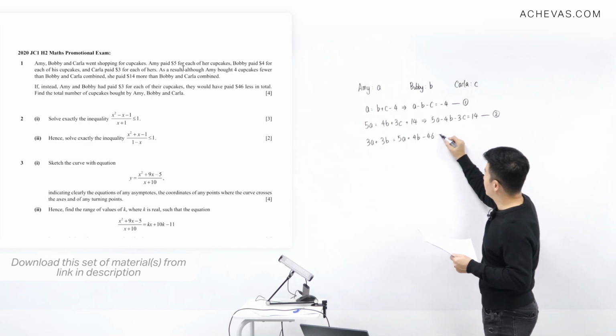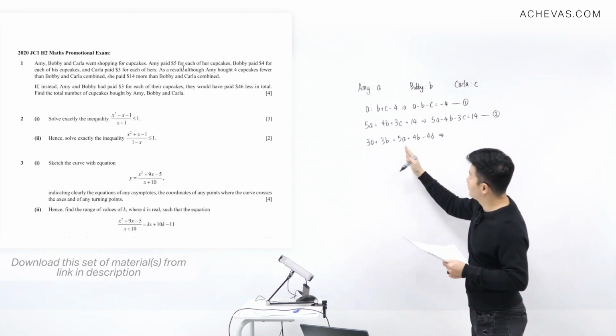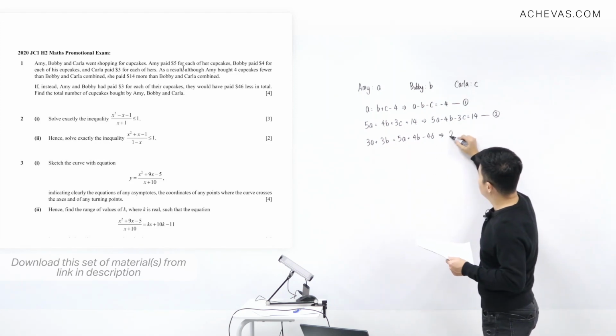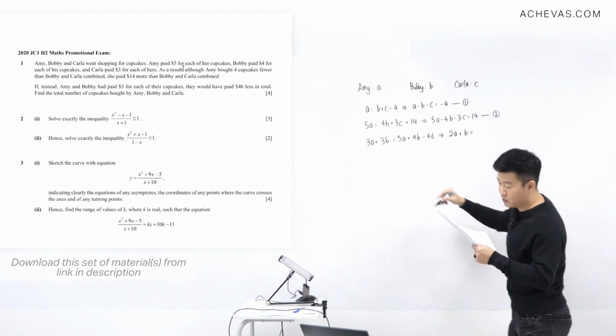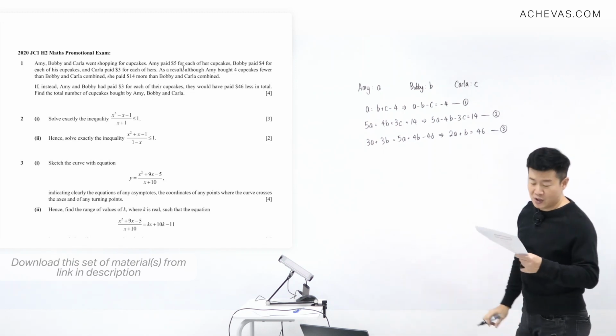This will give us our third equation. Let me shift everything over to the right-hand side. So 5A minus 3A is going to be 2A, 4B minus 3B is going to be plus B. This is negative 46. I'm going to shift it over to the other side. This is going to be equal to 46. This will form for me the third equation.